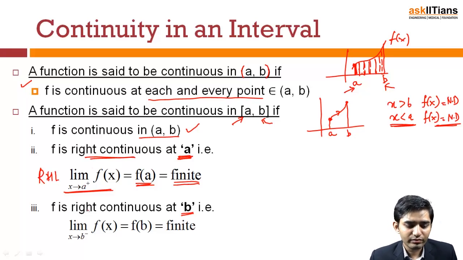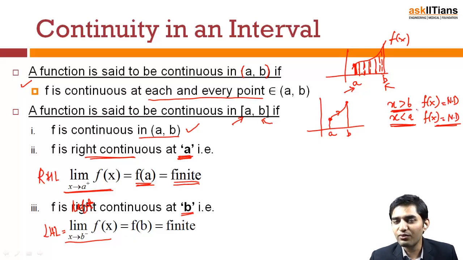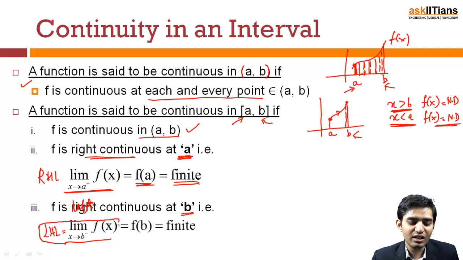Okay, and here the function should be left continuous, right? f is left continuous at b if the left hand limit, this is nothing but LHL, if the LHL is equal to the value of the function which is equal to finite, right? So here, see, for x greater than b, the function is not defined. If x is greater than b, then the function is not defined. So if I want to talk about the continuity at x equal to b, then I will have to check with the LHL, because only the left hand side is defined. So we can check the limit at b minus only. For b plus it is not defined, right? So we check the LHL, and if this LHL is equal to the value of the function at x equal to b, then it will be left continuous.